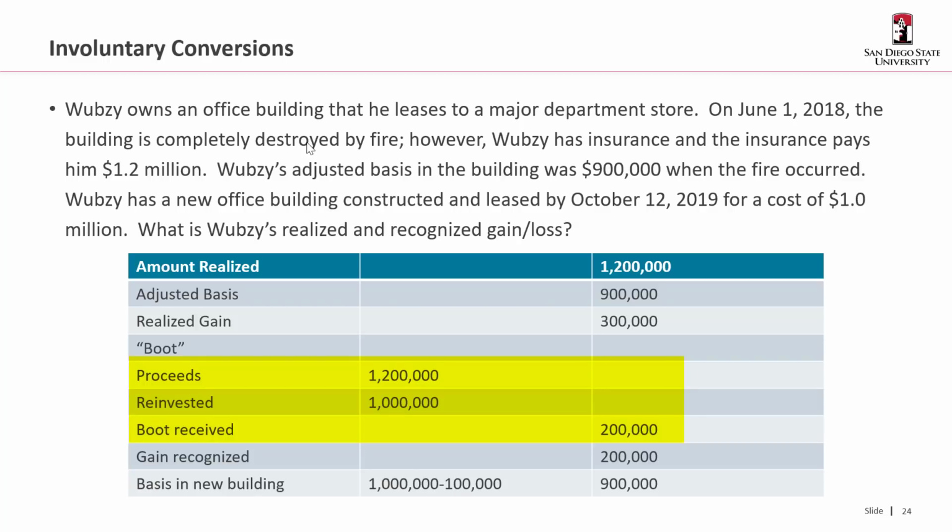Therefore, he has excess proceeds or boot of 200,000. As a result, he has to recognize his realized gain to the extent of that boot received. So 200,000 is going to be recognized. And when we think about calculating his basis in the new building, the fair market value is $1 million. The gain that is deferred is 100,000. That's the 300,000 realized gain minus the 200,000 recognized gain. So $1 million minus 100,000 is a 900,000 basis in his new building.